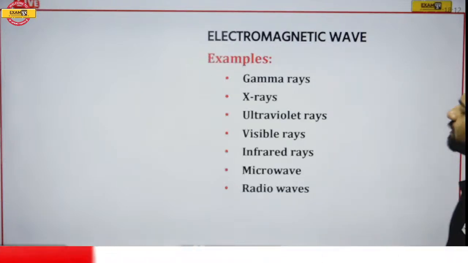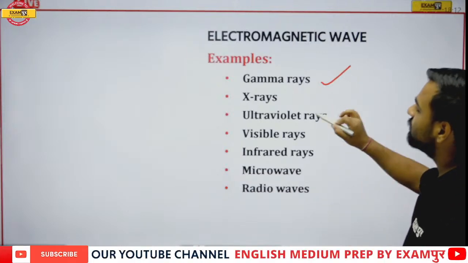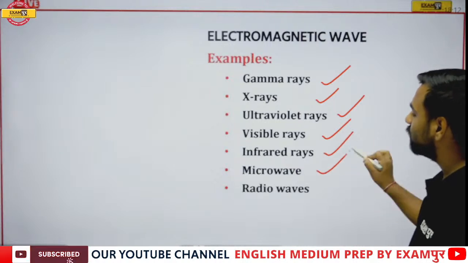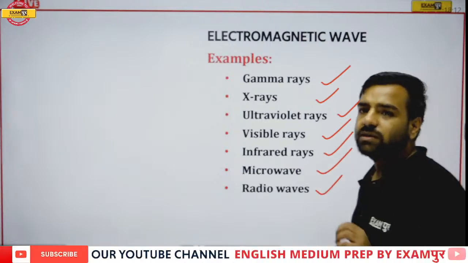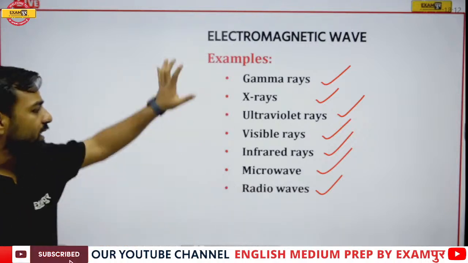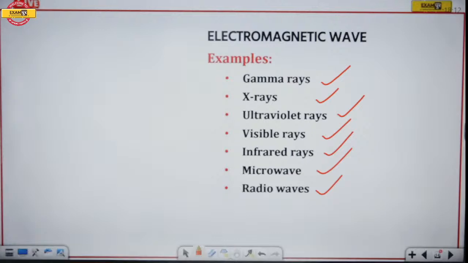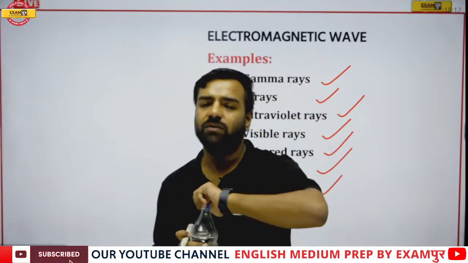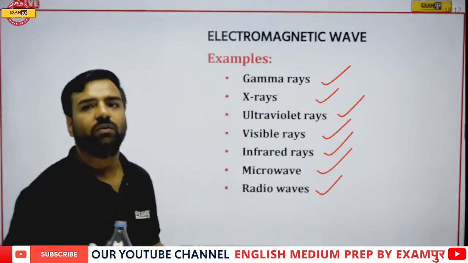Now if I talk about examples, they are gamma rays, X-rays, ultraviolet rays, visible rays, infrared rays, microwaves and radio waves. So yes, these are the waves which are there in the electromagnetic spectrum. I'll just explain about it. Is there any sort of doubt? If there is any doubt, please let me know so that we can proceed forward now.